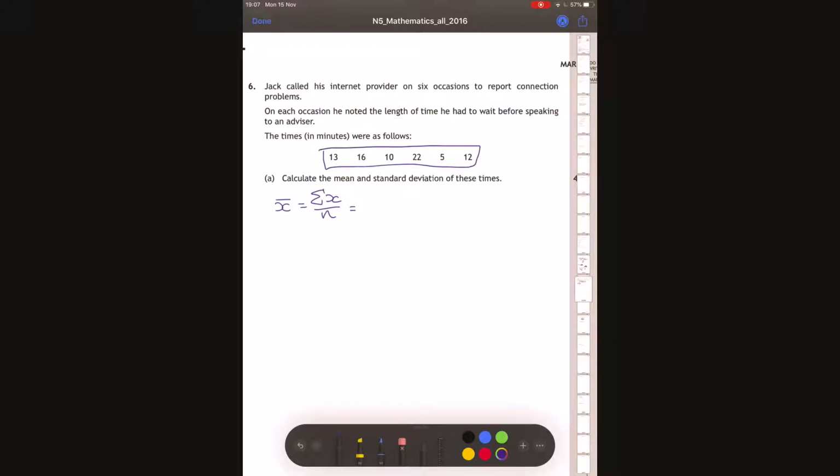So if we type that into our calculator, we get 78. And how many do we have? 1, 2, 3, 6. So yes, 6 goes into 78 13 times. So then our mean is 13.